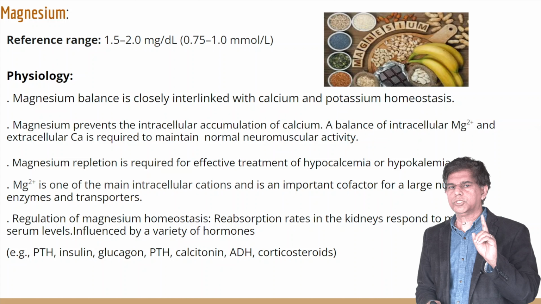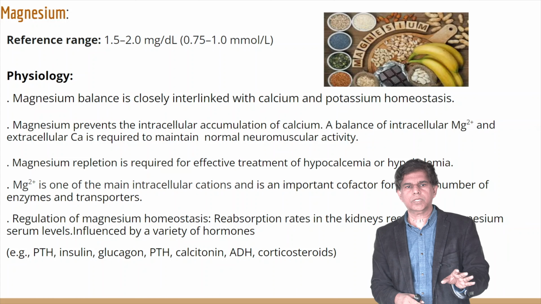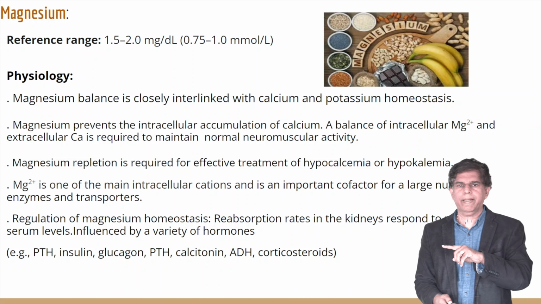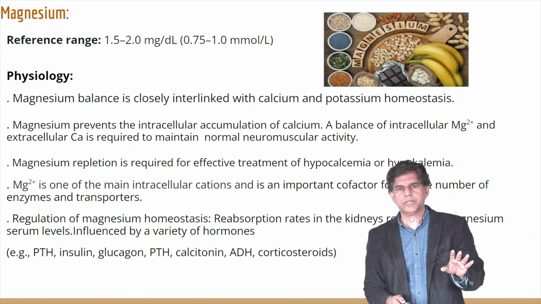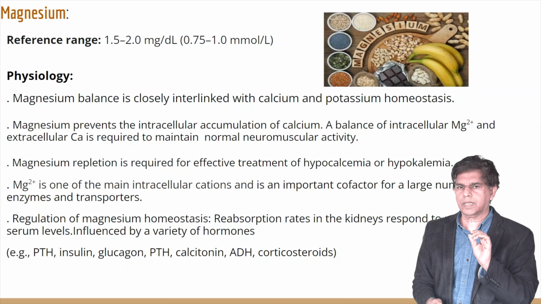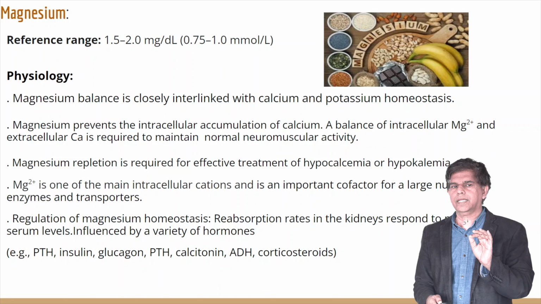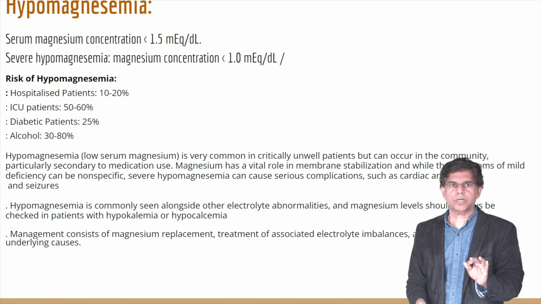right? The other hormones, PTH, play an important role. Insulin, glucagon, PTH, calcitonin, ADH, and corticosteroids, all of that will come back again. But remember, in a brief introduction, magnesium is related to many other electrolytes and some other hormones we talked about, okay?